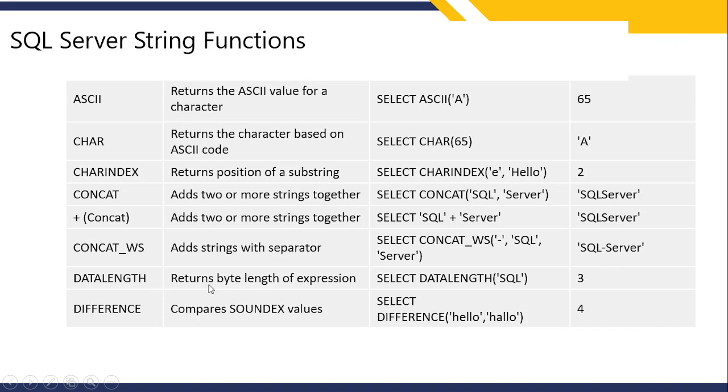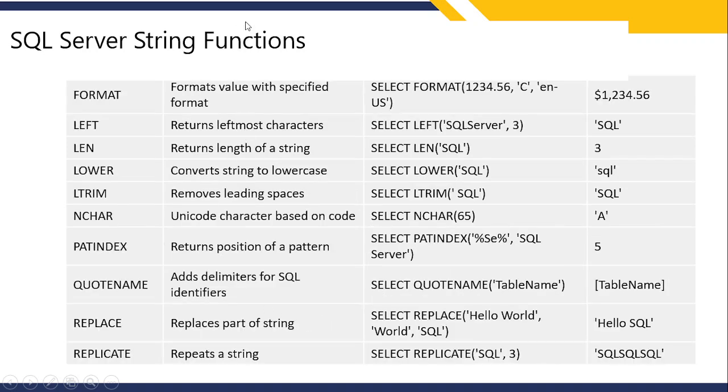DATALENGTH returns the byte length, so SQL will give me 3. DIFFERENCE will compare the SOUNDEX values. So here hello and hello, the difference in the SOUNDEX values is 4. FORMAT, we can format any value with the specified format. Like for example, if I pass a number and I tell that it is a currency and I want it in the US format, then it will show dollar and the appropriate currency.